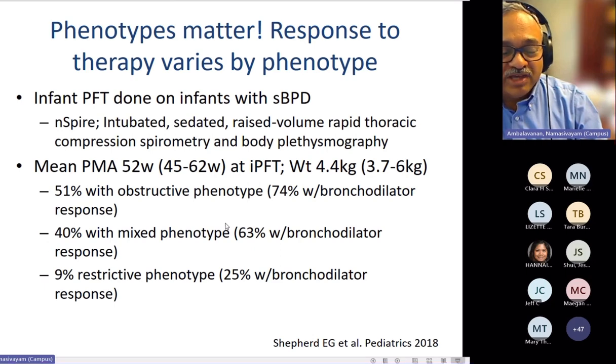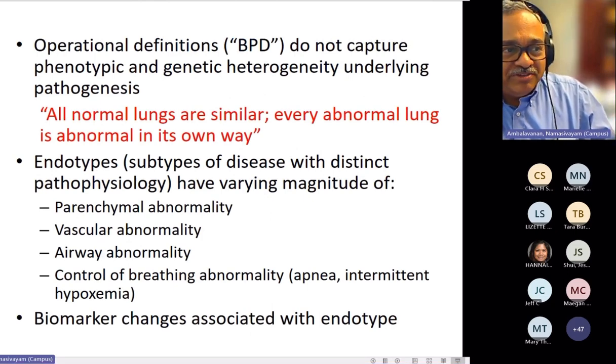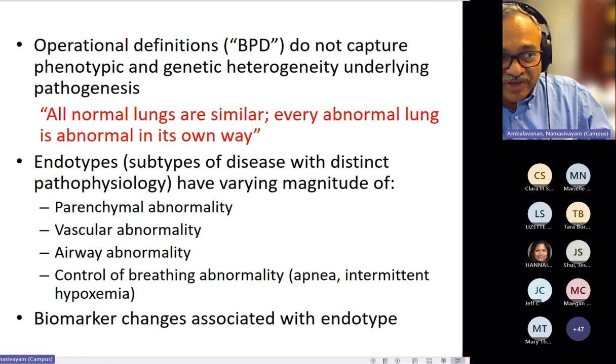Therefore, if you have the airway phenotype or an obstructive phenotype, you're far more likely to respond to bronchodilators, whereas if you have a restrictive phenotype, you're less likely. So these operational definitions, that is labeling an infant as BPD, don't capture the phenotypic or the genetic heterogeneity underlying pathogenesis. The way I think of it is all normal lungs are similar, but every abnormal lung is abnormal in its own way. There's a varying combination of parenchymal, vascular, airway, and control of breathing abnormality.